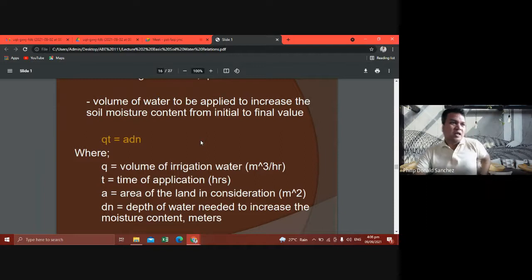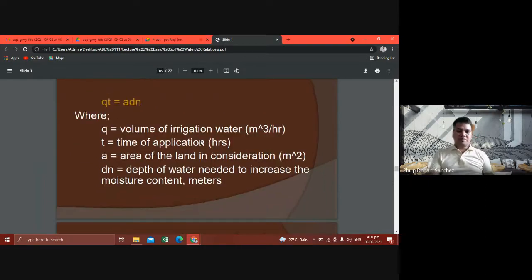It depends on your preference. If you prefer hectare and liters per second for the rate, then you use the 28 ADN. But if you don't want to complicate your life, then use m squared as area and meters as depth, and you can also get the m cube per hour, or just the SI unit of measurement. So it depends on you, but it's the same.